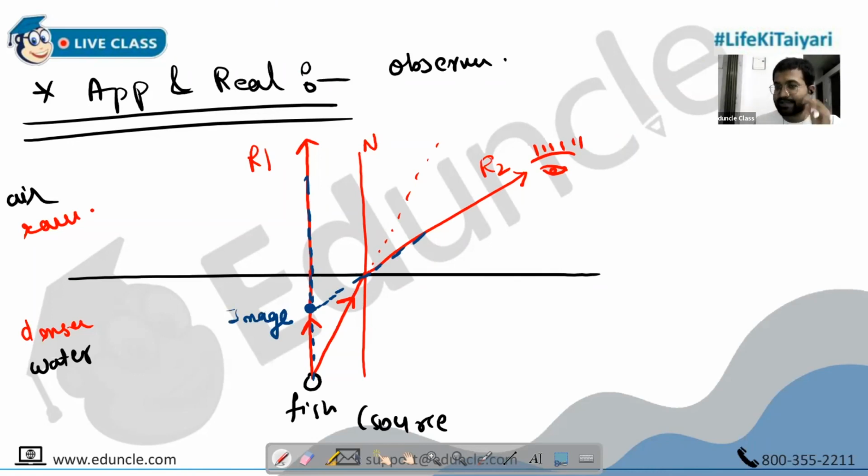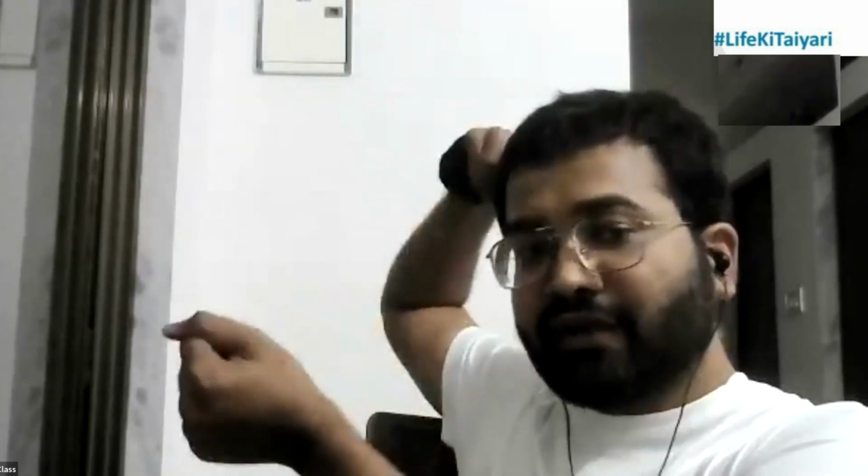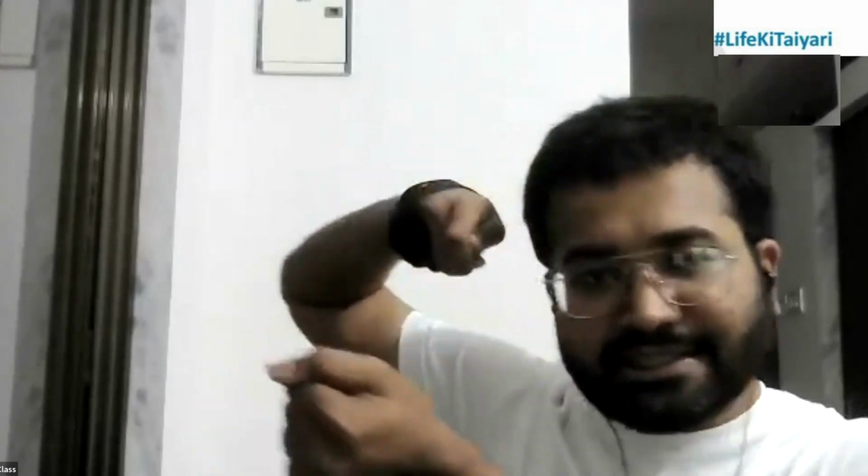So since this is where the image will be formed, this is the apparent position of the image of the fish. But what was the real position? This is the real position, and hence fishermen are always told that if you are looking at the fish, then remember that is actually a raised height. Instead of throwing the arrow like that, just tilt a bit down and then throw the arrow.